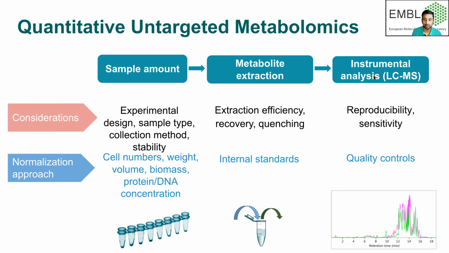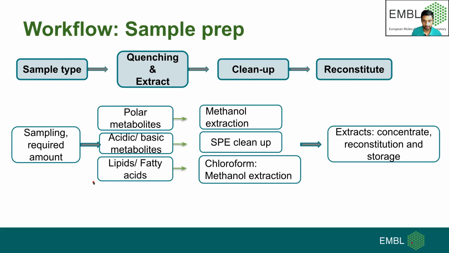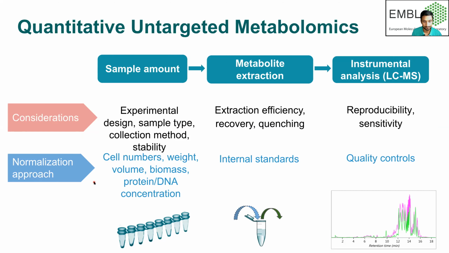So basically, even if you have a nice experimental design, you will still have some errors. So you should always consider the normalization approach, because if the sample amount is different, how will you normalize it? The good approach is to use some proxy of sample amount, such as cell number, weight, or biomass. And if cell number and biomass measurement is not possible, then you can also go for protein or DNA concentration, which can act as a proxy for your sample amount.